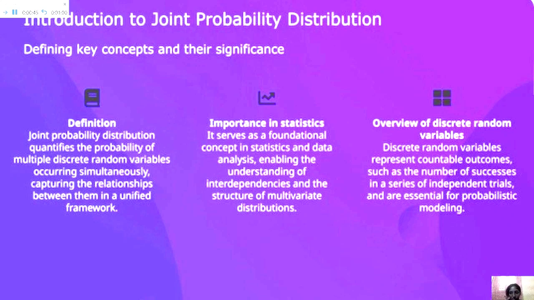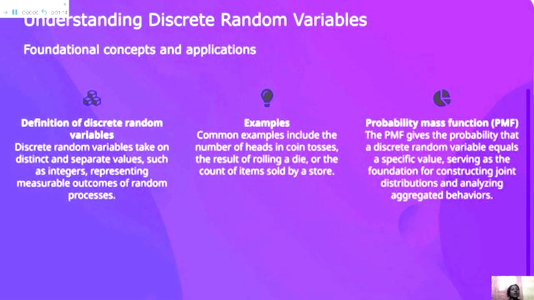Overview of discrete random variables. Discrete random variables represent countable outcomes, such as the number of successes in a series of independent trials, and are essential for probabilistic modeling. We have understanding discrete random variables, foundational concepts and applications.